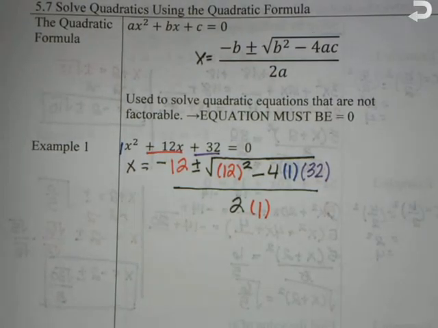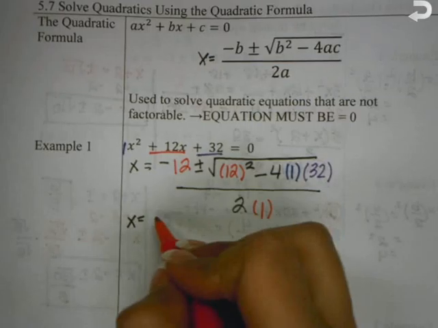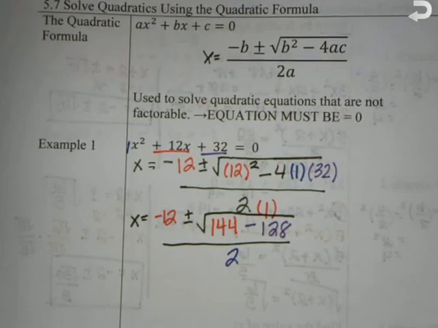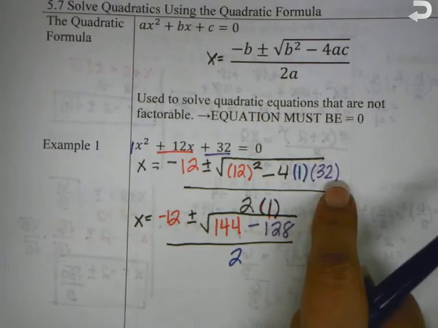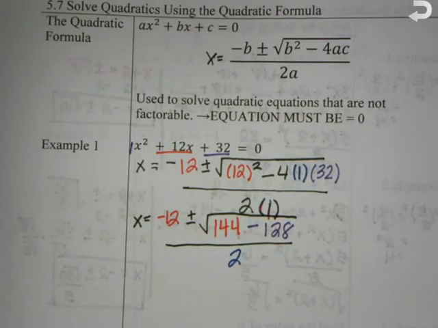Okay, so let's simplify this. x equals negative 12 plus or minus the square root of 12 squared minus 4 times 1 times 32. Oh, 32. C is 32. Okay, now what?